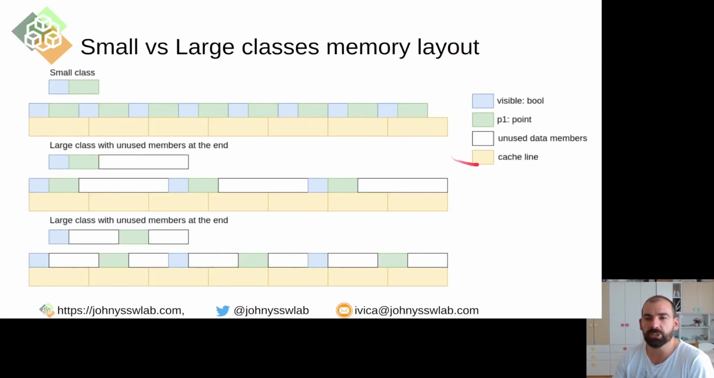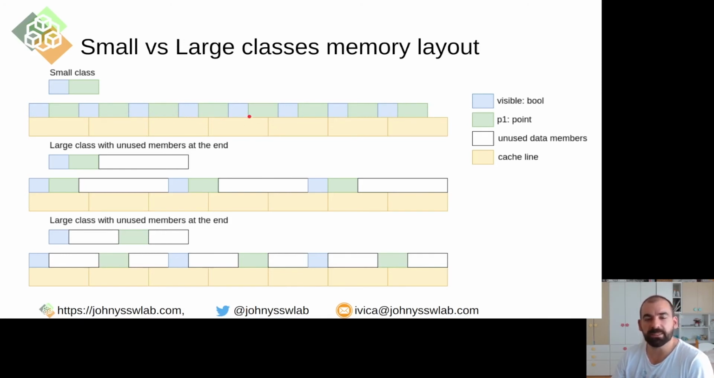In the orange you see a cache line, visible is blue, P1 point is green, and unused data members is white. So if we have here a small class which has a visible endpoint, you see here, and these underneath how they map to cache line. And you see here that the first instance fits the cache line 1, the second fits cache line 1 and 2, the third one fits cache line 2 and 3, the fourth one fits cache line 3 and 4, etc.